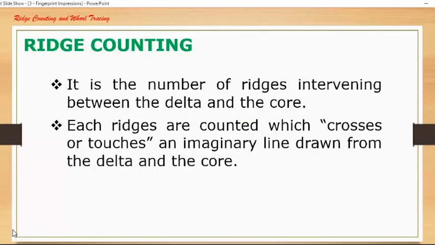Ridge counting is the number of ridges intervening between the delta and the core. The ridges counted are those which cross or touch an imaginary line drawn from the delta to the core. This means that before you can proceed with ridge counting, you have to locate first the delta and the core. We already discussed the location of the delta and the rules governing the delta and core.